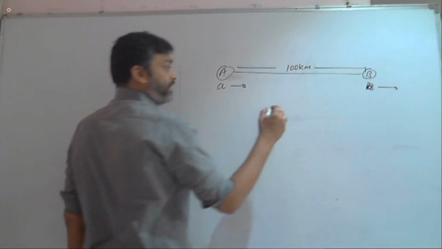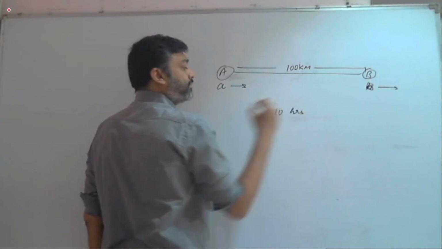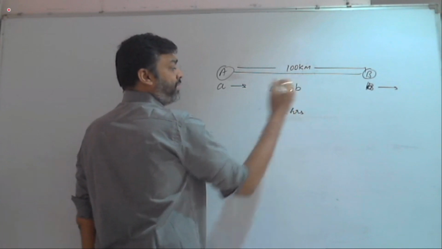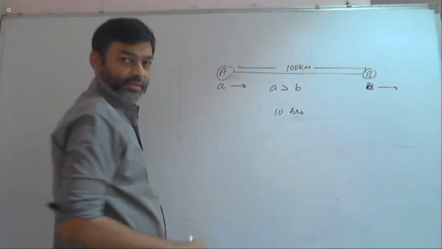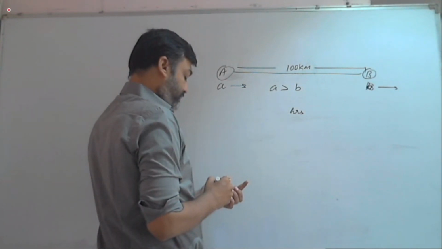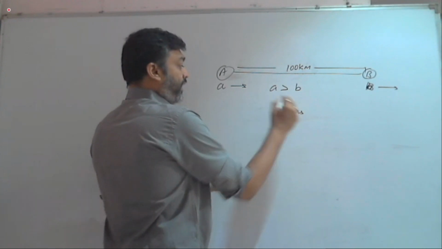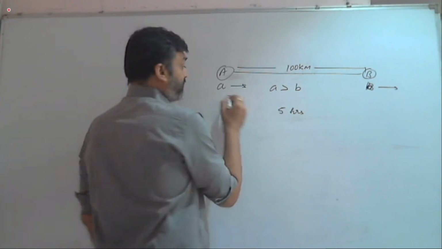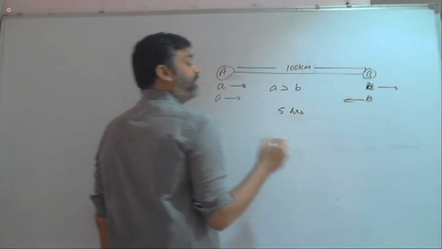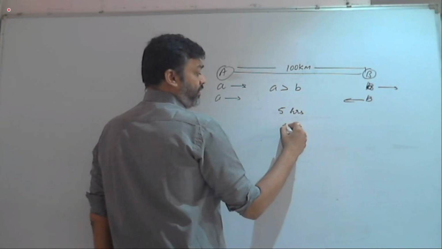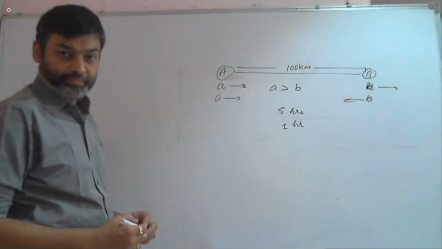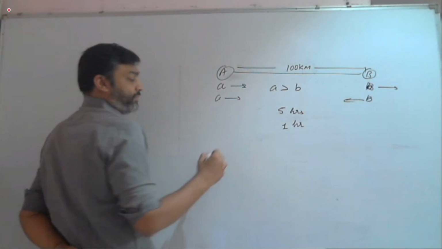So they are meeting after 5 hours. They are moving in the same direction, so A's speed is more than B's. Given that the speed of A is greater than the speed of B, and they meet in 5 hours. And when they move in the opposite direction, towards each other, in that case they meet in 1 hour. What are the individual speeds of both?